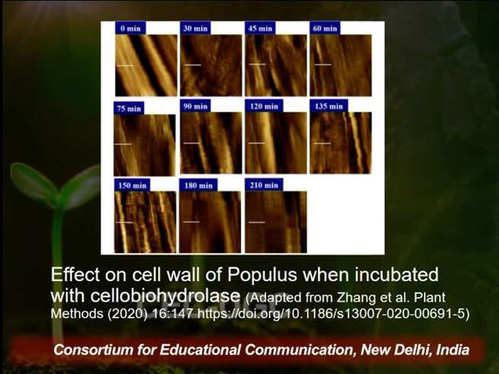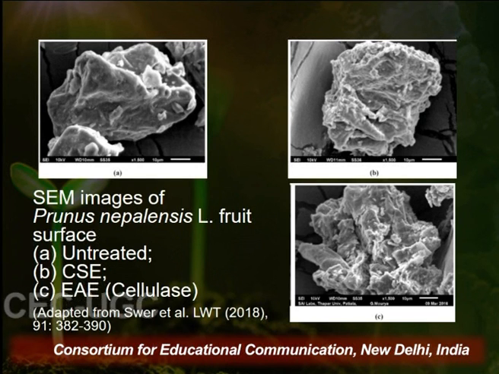This is another image wherein you will see just the topographic change of the cell wall of Populus cells when they were incubated with the cellulase enzyme. Again, at the end of the experiment, you will see the complete disruption of the topography of the cell wall. This is another image where you can see the effect of enzymatic extraction on the cell wall of the fruit particle when it was incubated with the cellulase enzyme.